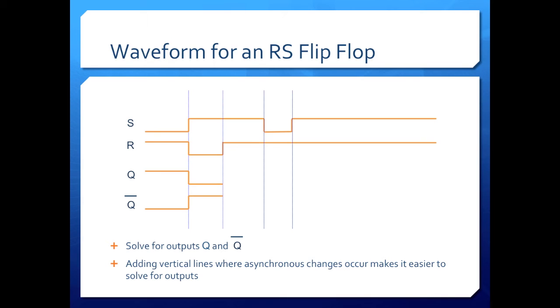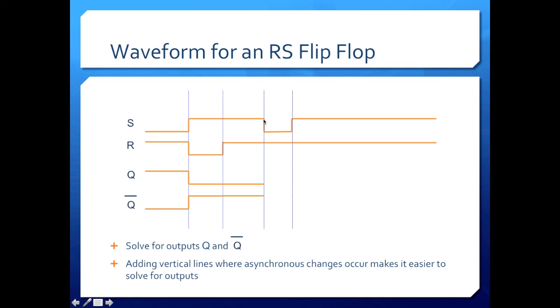Alright, resuming back to our solution, we see here that S is still at 1, and R is going back up to 1. Well, that's going from a reset state up to a 1, 1, which is what? A hold state. So that means that whatever Q was before and whatever Q naught was before, it just stays the same. And it stays at 0 and 1, respectively.